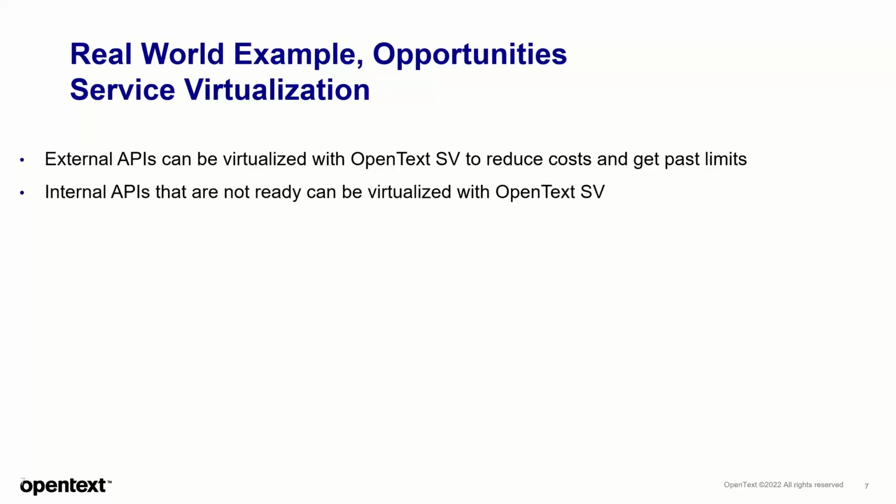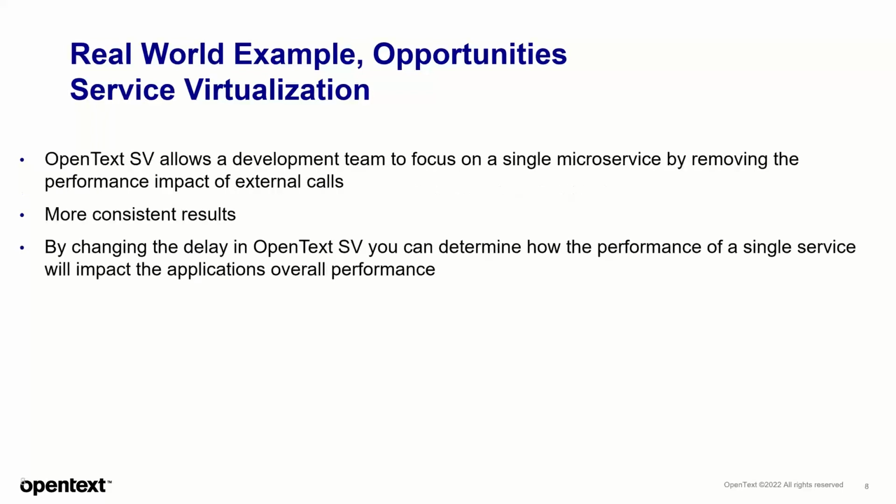We found that extremely valuable, because what you'll find, especially when you're looking at 20 or 25 services, is determining where to focus your resources on improving the performance of the individual service. You don't want to waste time optimizing a service that has very minor effect. That's what I've touched on there. It allows the development team to focus on a single microservice by removing the performance impact of external calls, which gives you more consistent results because you're not dependent on the performance of other services. And by adjusting that delay, you see how a single service impacts the total performance of the application.